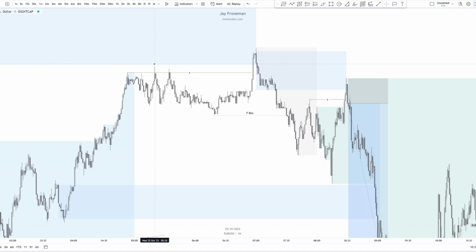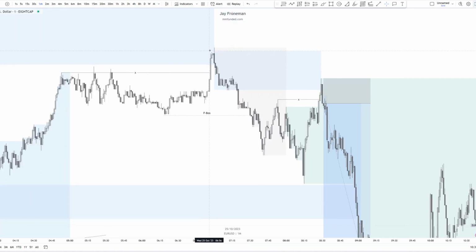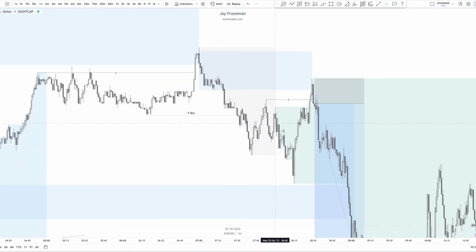However, I was still asleep. Most of us would have been asleep. And when I woke up this morning at about 7 o'clock to do my markup, we had eventually mitigated that supply zone. I missed this move because this happened very early at about 10 to 7.